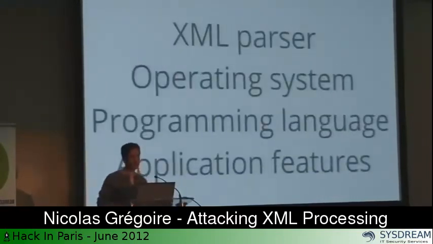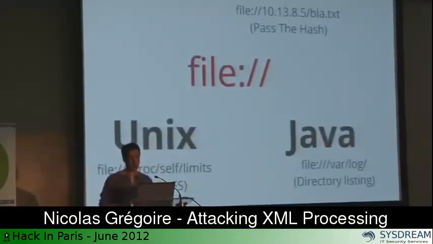So, in fact, it depends. It depends on the parser, it depends on the underlying operating system, it depends on the programming language of the XML parser. Every parser in Java shares some common features, and it depends on the application features itself. So, for example, the file URL handler, everybody knows it. Under Windows, you can trigger some remote connection and steal hashes. Under Unix, you can access the proc file system and get system information. And under Java, you can do some directory listing, as already said.